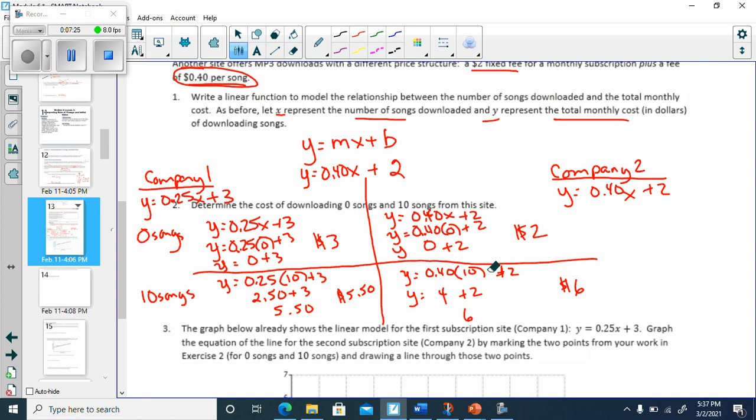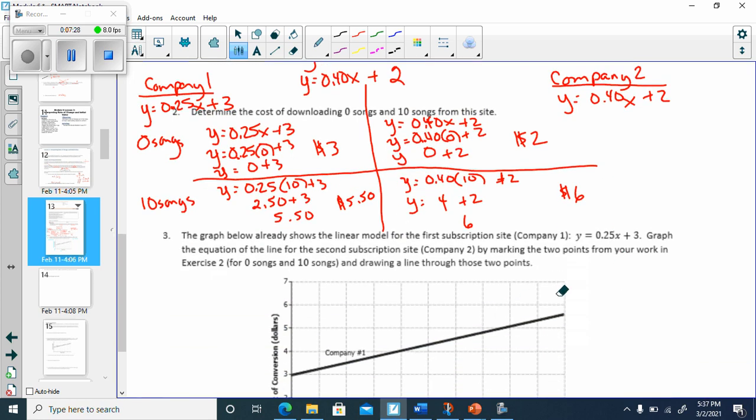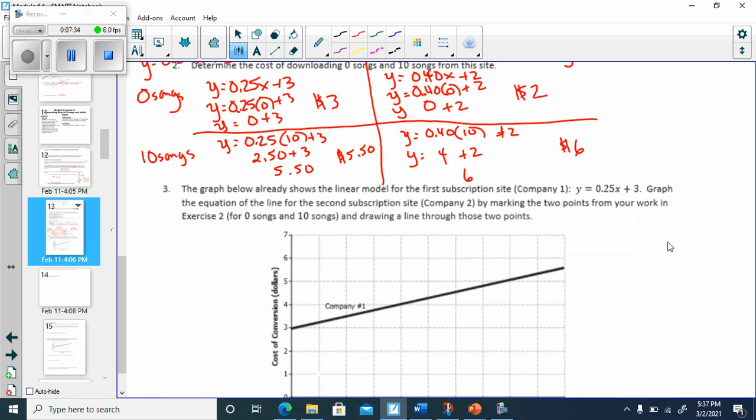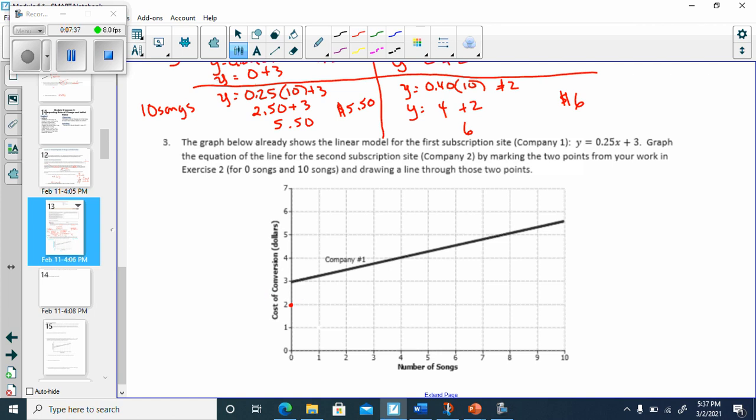Okay. The graph below already shows the linear model for the first subscription. Graph the equation for the second one. So we start with $2, don't we? We start at $2. Then we're going up 40 cents per song. It told me right here that if I download 10 songs, it's $6. So let's just go to the $6. $6 for 10 songs. Okay, now let's draw our line between. We started at $2, going up here to $6, right? There we go. This is company two. Let me make this so we can read it.